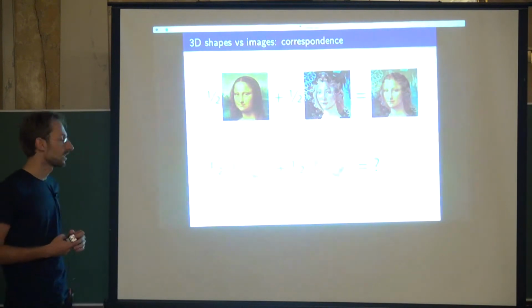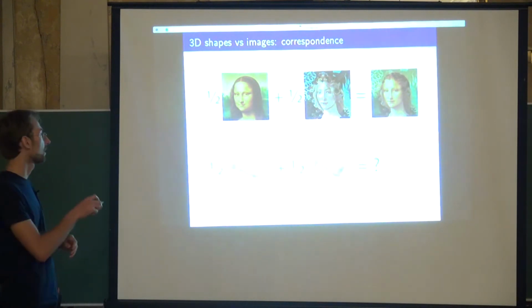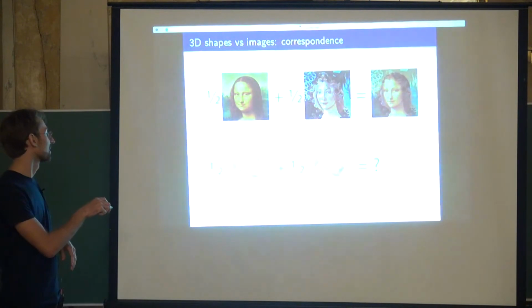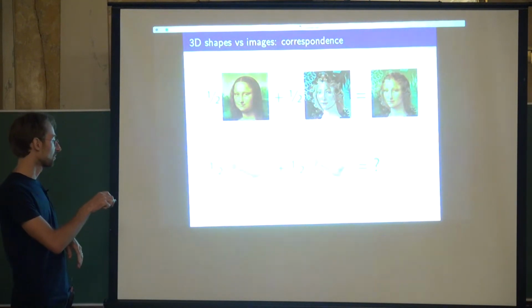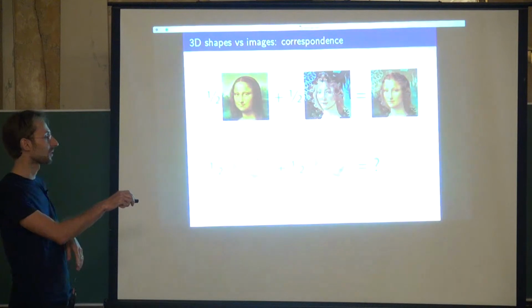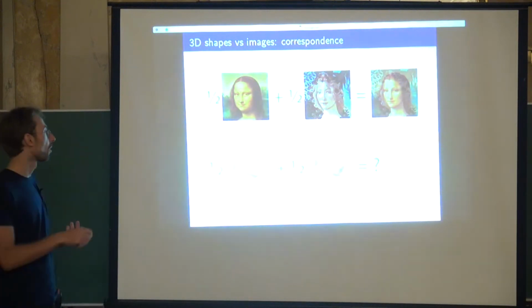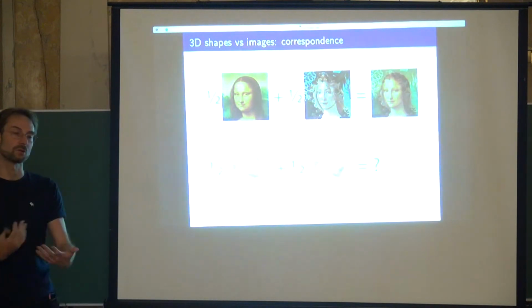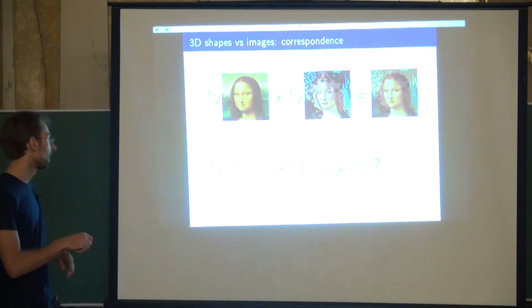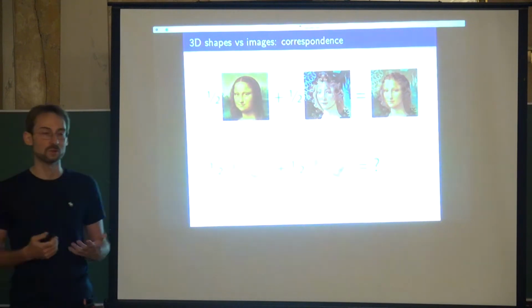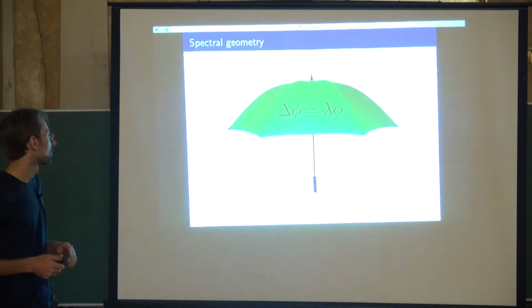It's not the case with non-rigid shapes. So you can easily say what will be half of Mona Lisa plus half of Spring of Botticelli. And it's very hard to say, or at least it's not obvious to say what will be half of this horse plus half of this horse, right? So you need some correspondence which is usually obvious in images, at least in this case, they are brought to some common system of coordinates. In this case, it's not the case, right? It's not very obvious what would be the common system of coordinates for non-rigid shapes.